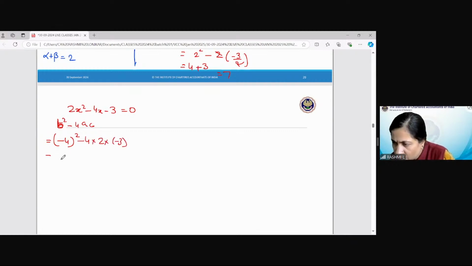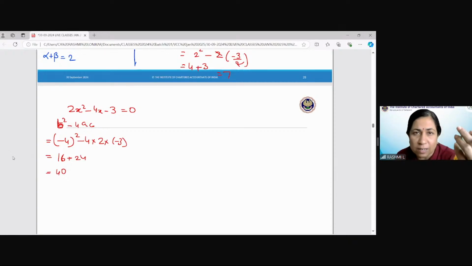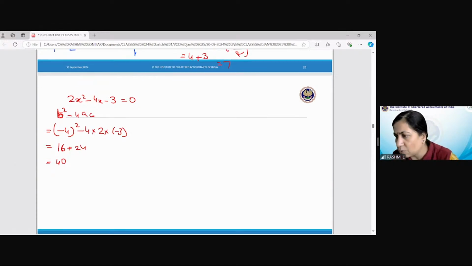So how much is this? 16 minus 12 into 2, 24. So this will be 16 plus 24, which is 40. b square minus 4ac, and then you have to solve it. Find the value of alpha, find the value of beta, and then you can solve it. But why? Because again, square root of 40, you will get an irrational number. So it is better you just use sum of roots and product of roots.